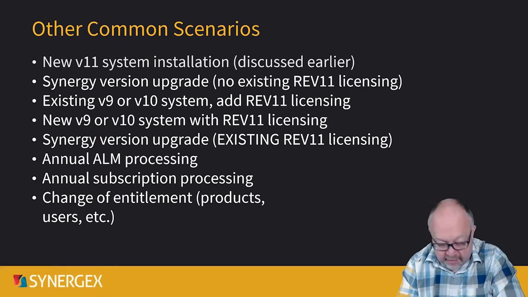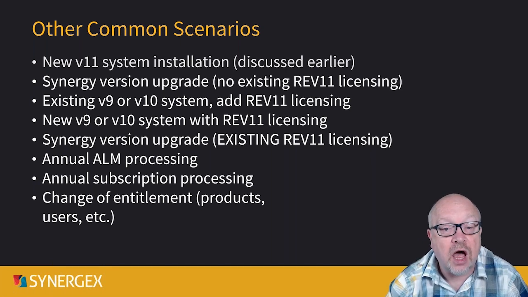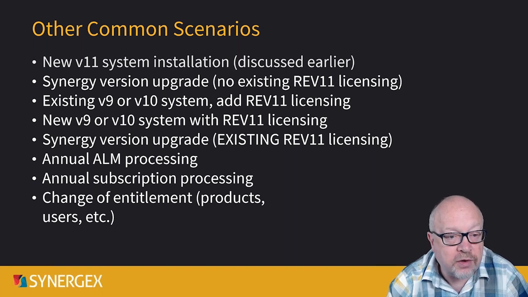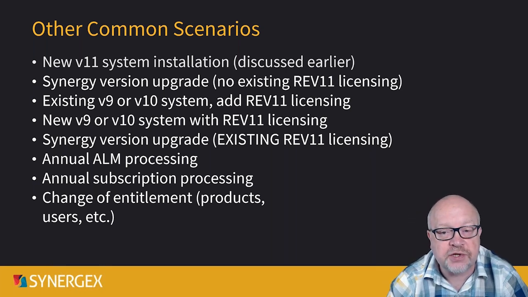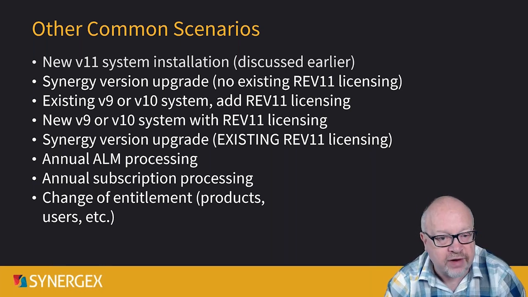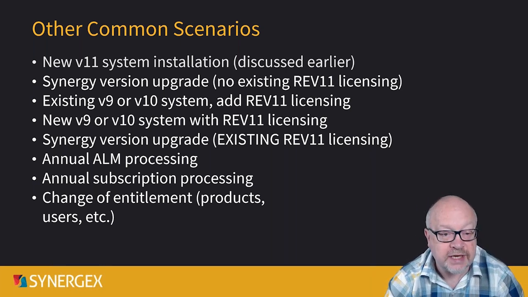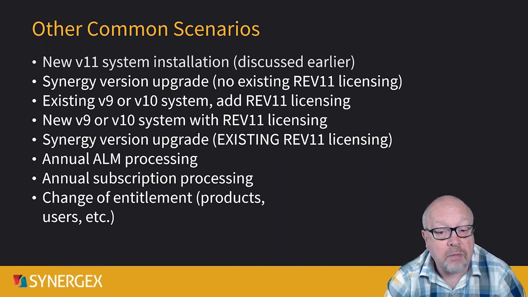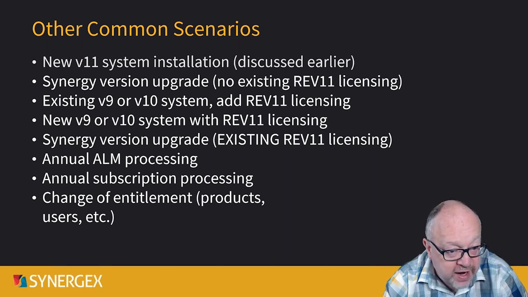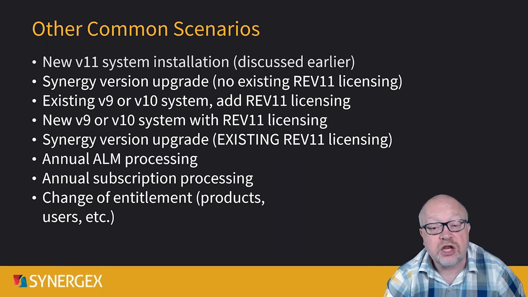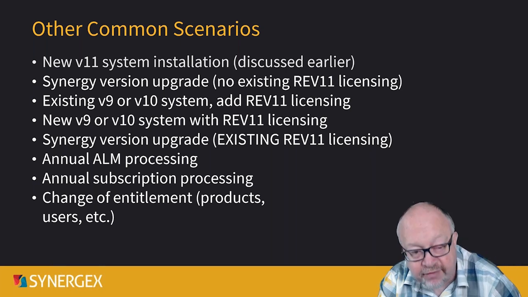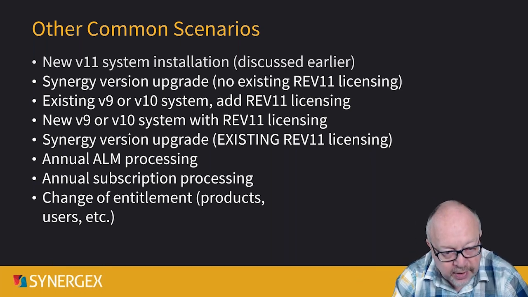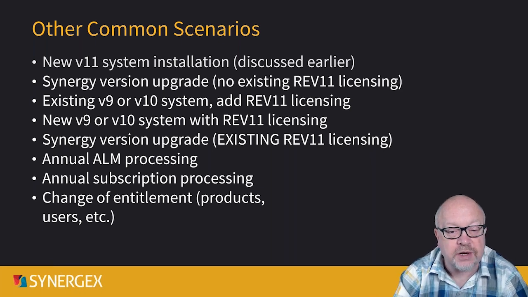Let's just look very briefly at a few other scenarios. So we've already discussed what happens with a new V11 system, that we looked through that process. Here's just a few additional scenarios. So doing a Synergy version upgrade when you don't have REV11 installed, taking an existing V9 or V10 system and adding REV11 licensing to it. Installing a new V9 or 10 system with REV11 licensing, doing a Synergy version upgrade once you have REV11 licensing. These are all very common scenarios. And then we'll talk about annual ALM subscription and change of entitlements and so on.